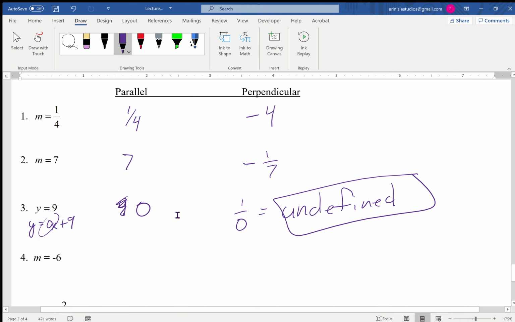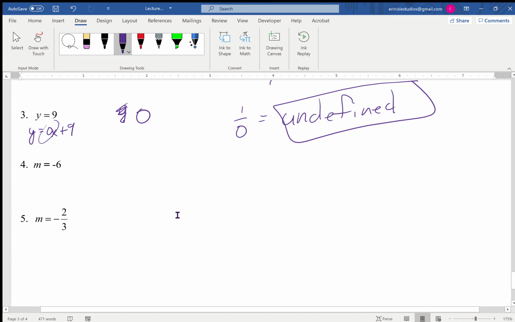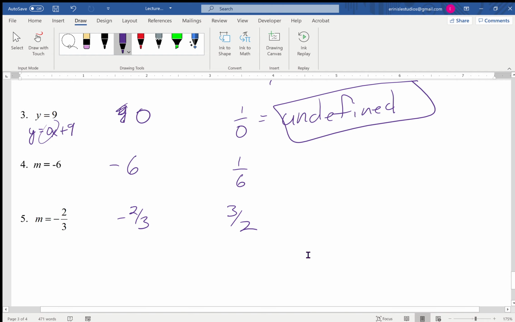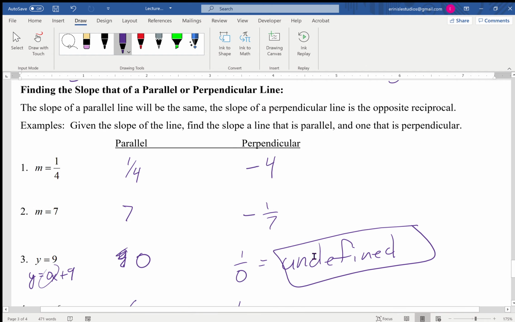All right. M equals negative 6, so the slope is negative 6 of the parallel line. For the perpendicular, the negative becomes positive, and we flip the value. 2/3 here, negative 2/3, same value. Change the sign and flip the number. There we go. Okay, and we're done.